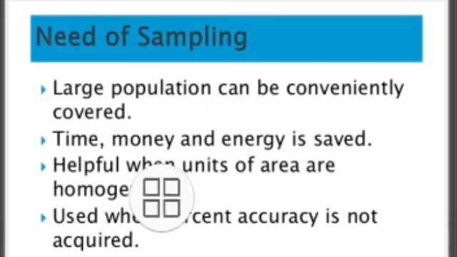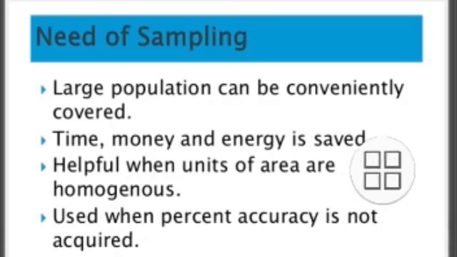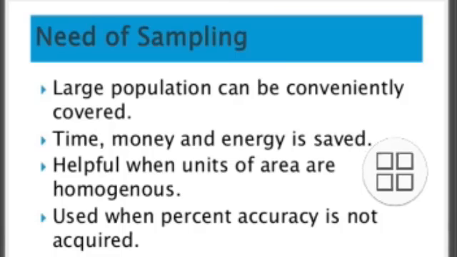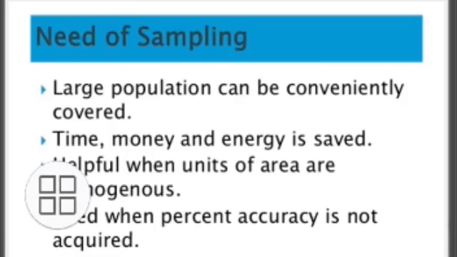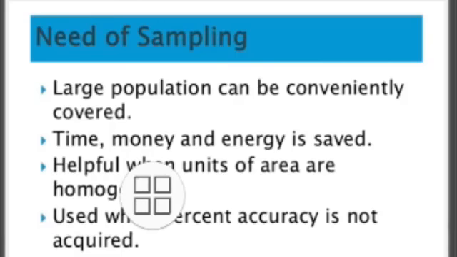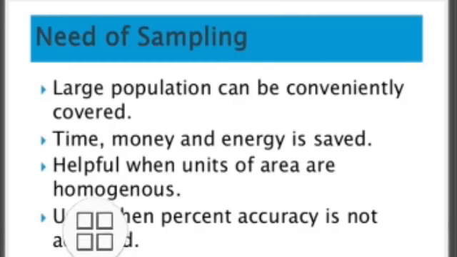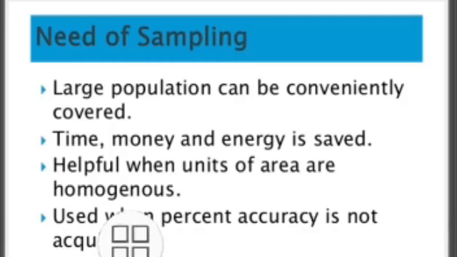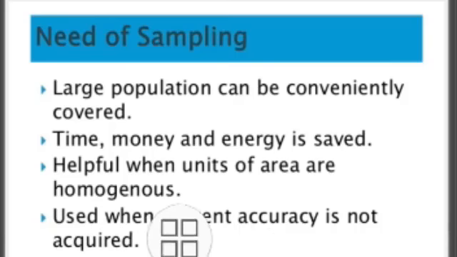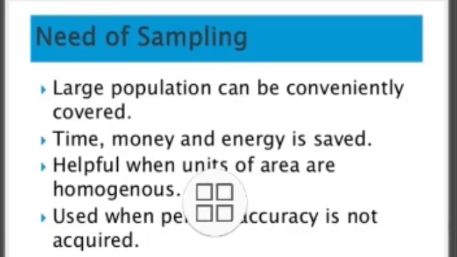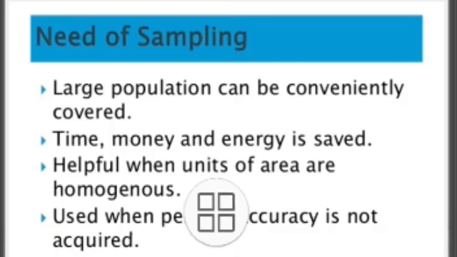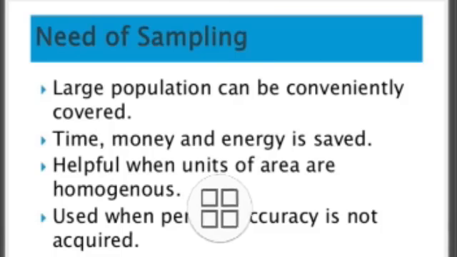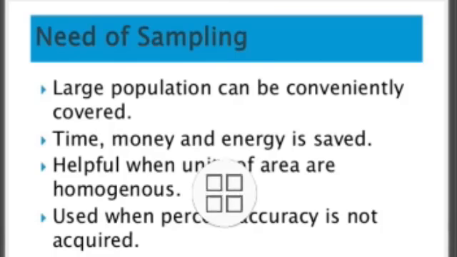Then time, money and energy are saved because it's impossible to ask each and every individual of the whole population. So time is saved, at the same time money is saved and energy is saved. Then it is helpful when units of area are homogeneous, because when the priorities, characteristics and demands of all the people are the same, instead of asking everyone, we select a sample and ask only them.